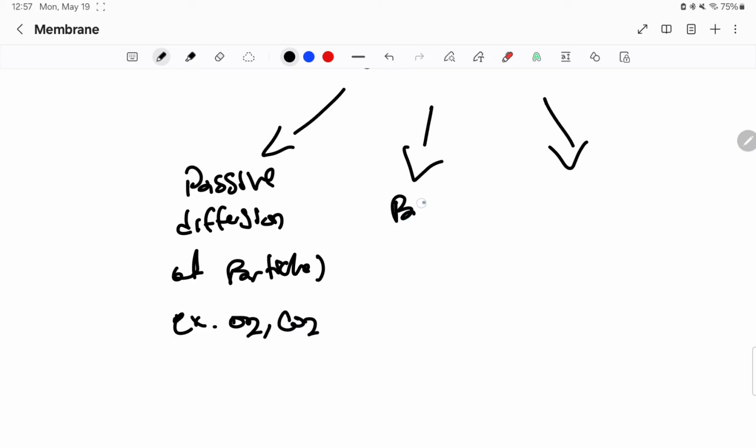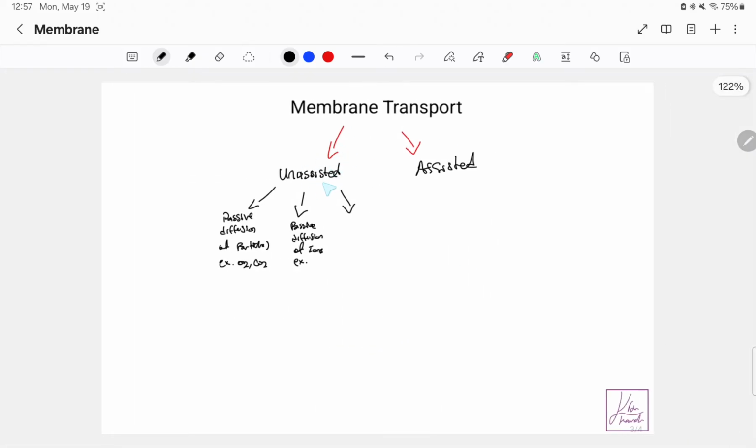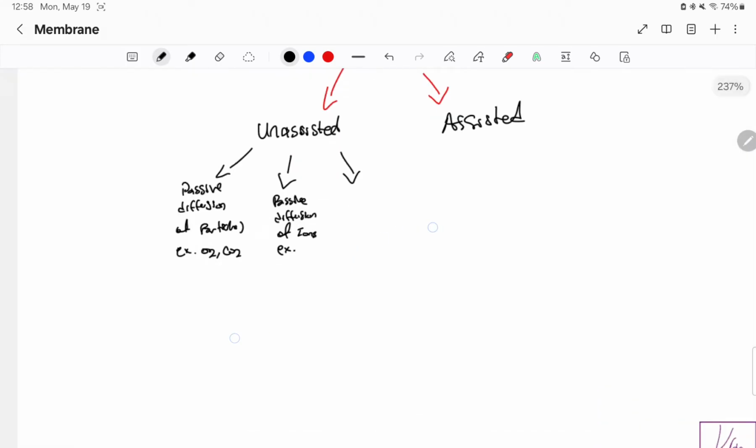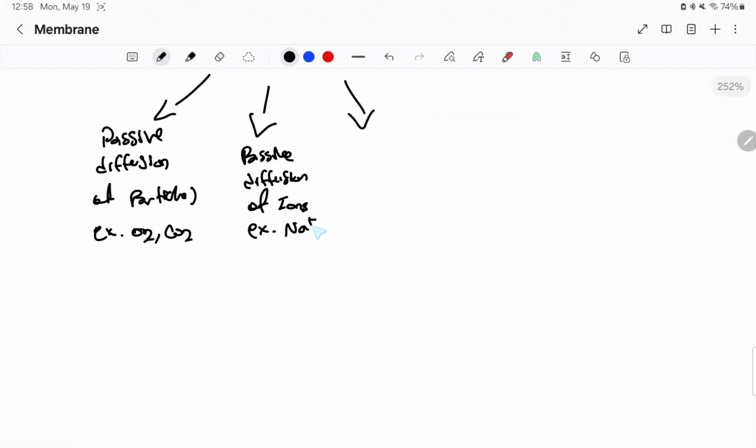The other one is called the passive diffusion of ions. Now, I know a lot of you are saying, okay, you said ions need a channel, and that is absolutely true, but you have to remember that the membrane is not actually assisting that. That's just a water-filled channel that allows ions like sodium to pass through, whereas a carrier actually has to get involved, change its shape, and all that stuff. So an example is sodium.